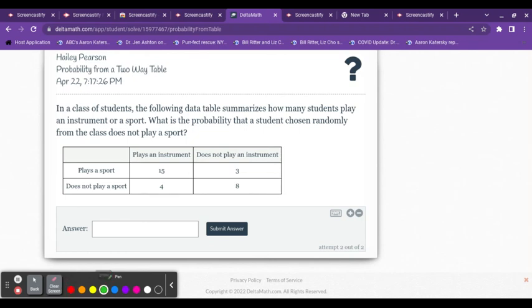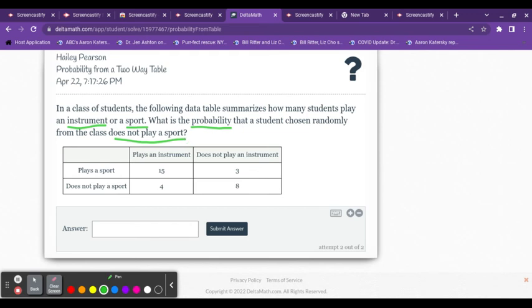Hi everyone! In this video, I'm going to show you how to do probability from a two-way table. We're going to go through this question together. In a class of students, the following data table summarizes how many students play an instrument or sport. Our question asks, what is the probability that a student chosen randomly from the class does not play a sport?